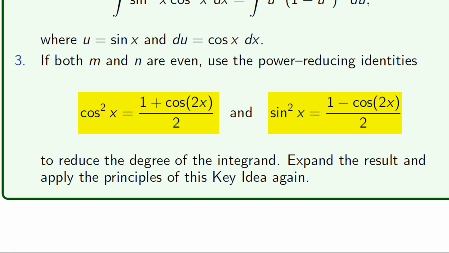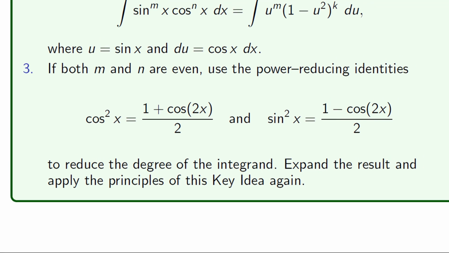We use these two trig identities. The cosine squared x is 1 plus cosine 2x over 2. And sine squared x is 1 minus cosine 2x over 2. That reduces the powers. We then have to expand. It can be a little intricate and complicated. But it does eventually get to the point where we only have odd powers or even powers we can deal with. Again, we'll see an example of that.